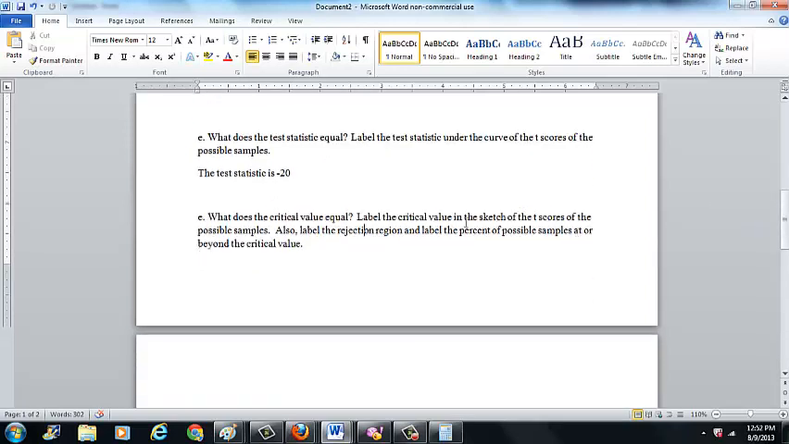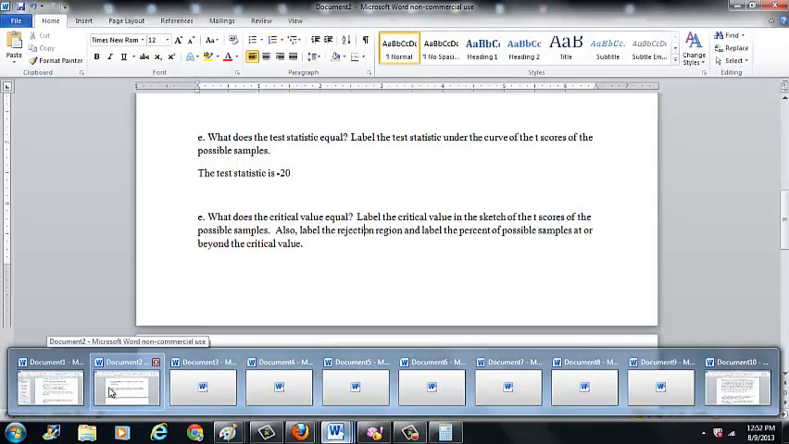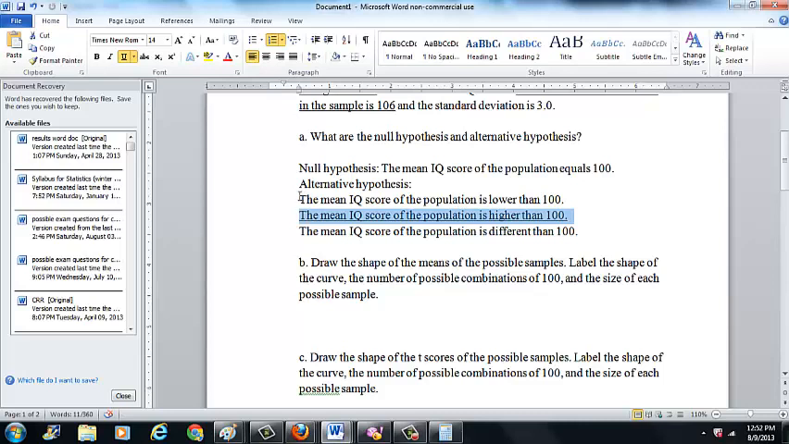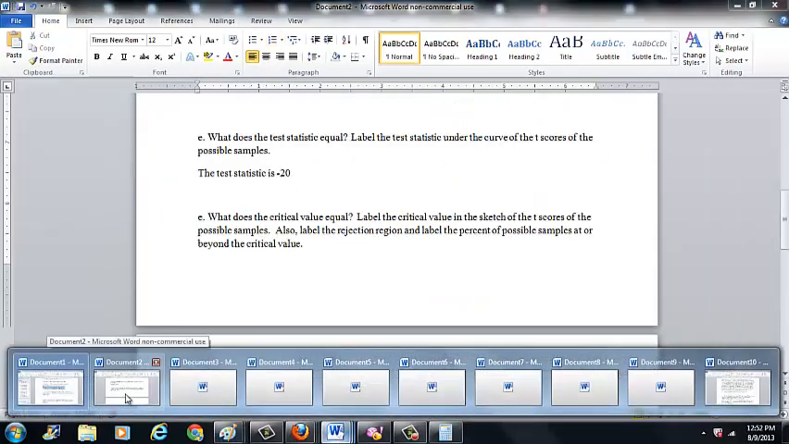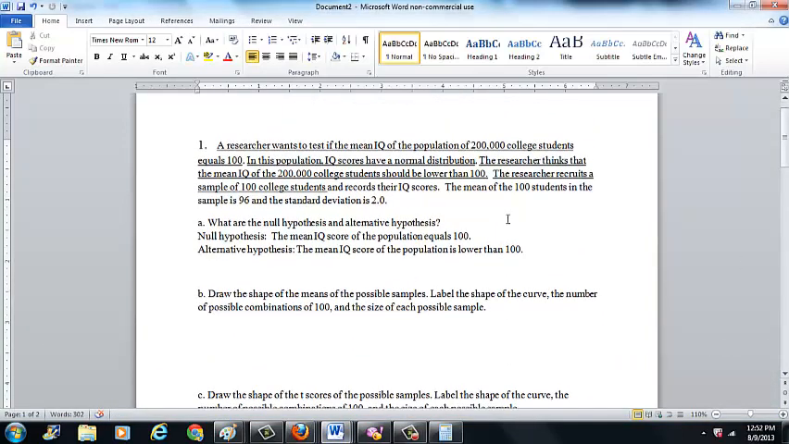What does the critical value equal? Well, first we have to use that critical value table again, and we have to know if we're doing a one-tailed test or a two-tailed test. Remember, both of these alternative hypotheses that say lower or higher are one-tailed and go along with a one-tailed test. And our alternative way up here said the mean IQ score of the population is lower than 100, which means we're doing a one-tailed test.